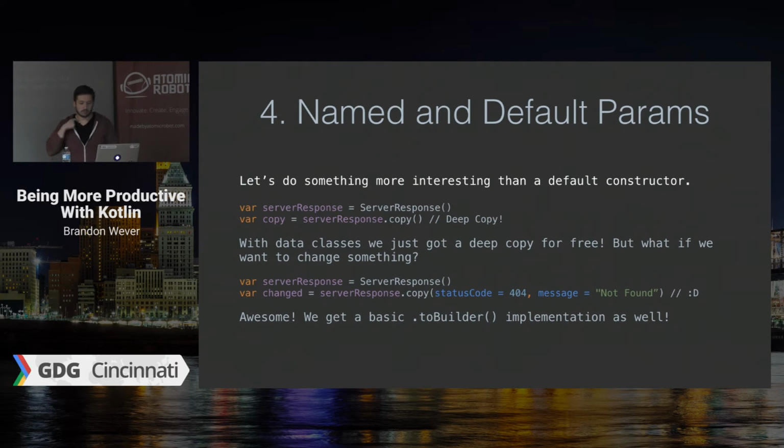So back to the builder. Say we have a new server response, and we want to just get a copy of it. So we can call serverResponse.copy, and that will give us a deep copy of the object. So we get all the fields reassigned. We don't just get a memory address. We get an actual new object. But that's not super interesting. What if we want to change something? We can call copy with our named parameters and pass in the new values we want to set. So if we only want to change a couple values, we can do that with this.